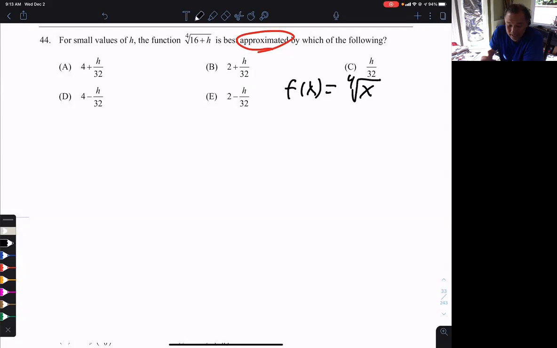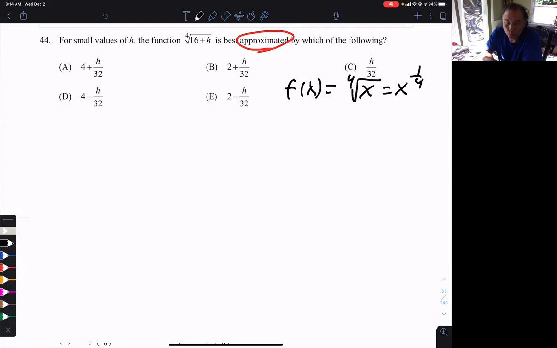Now, some might say, how come it's not 16 plus x? Because that's h. It's some small number. It's not going to be the point we're looking at. So it's going to be that, and this function can be rewritten as x to the 1/4 power.